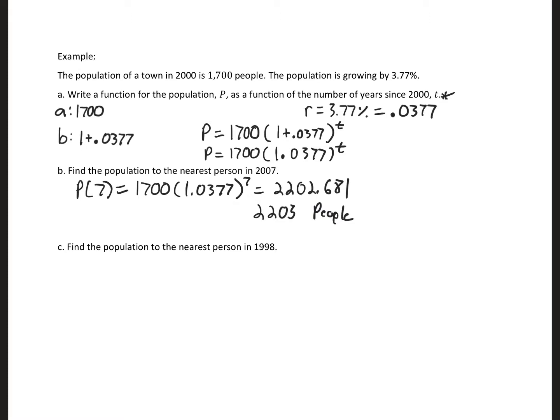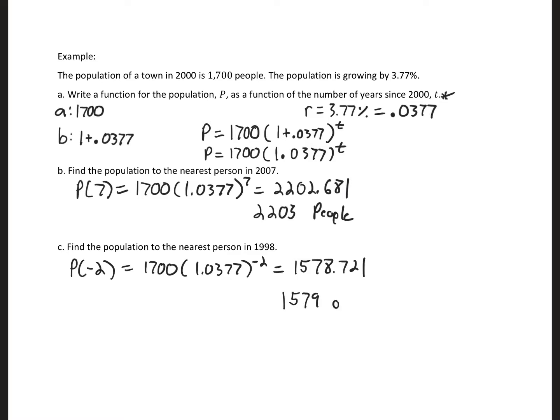If we want to find the population in 1998, that's 2 years before 2000. So here we're actually going to plug in -2. We're going to plug in -2 for T. And if we enter that value into the graphing calculator, we'll get 1,578.721. And again, if we round that up to the nearest person, since it's 0.7, that would be 1,579 people. So that's how we model percentage growth.